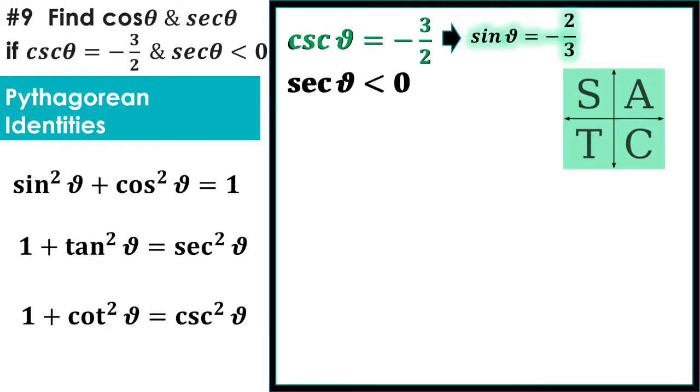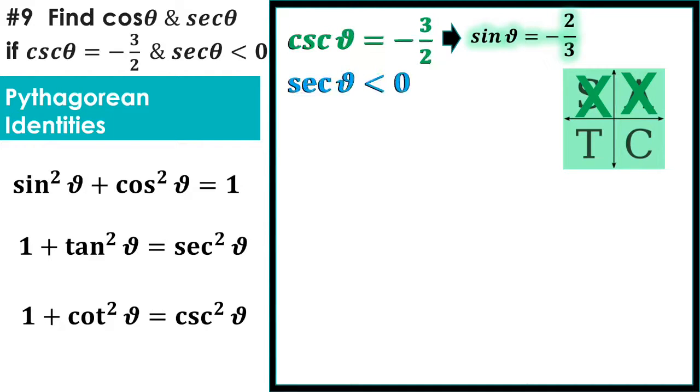With all students take calculus, we are not going to be in quadrants 1 or 2. The reason is because if sine of theta is equal to negative 2/3, in other words, sine of theta is a negative number, then in quadrant 1 and in quadrant 2, sine is positive. A for all trig functions are positive in quadrant 1. S for sine is positive in quadrant 2. So we can eliminate quadrants 1 and 2 right away.